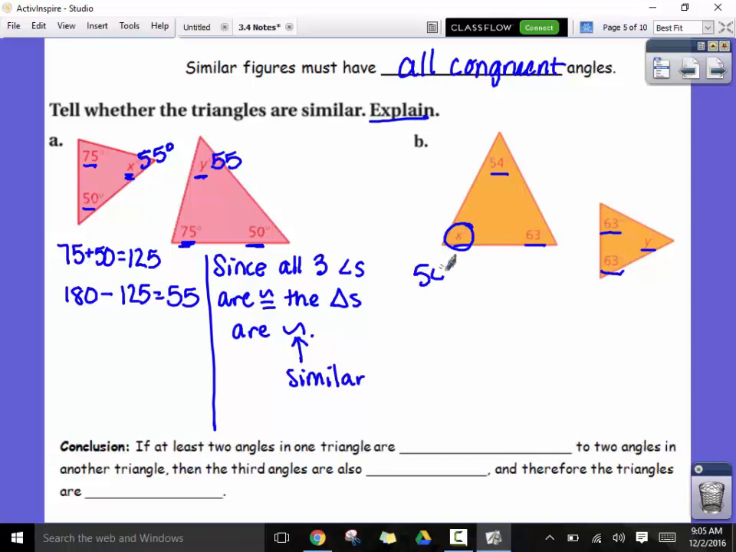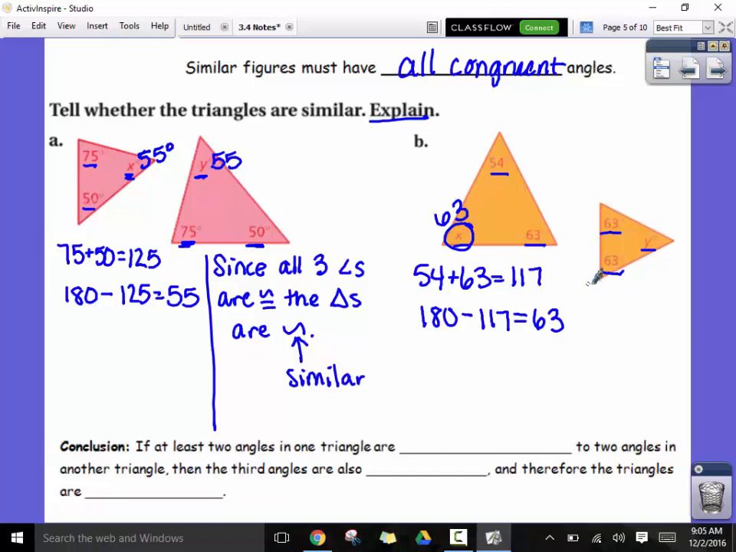If I add together 54 and 63, that's 117. If I do 180 minus 117, that gives me 63. So x is 63, and maybe now that's enough information.